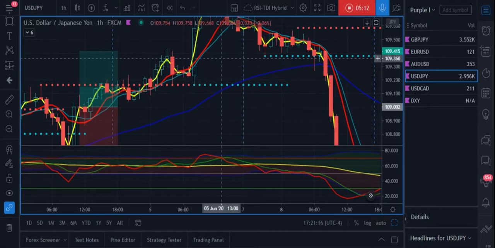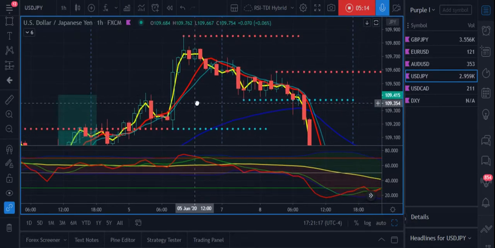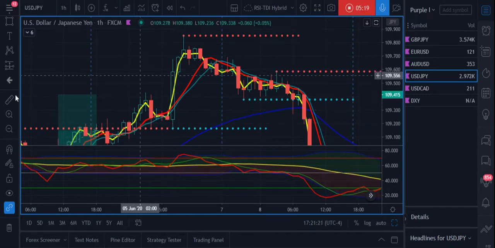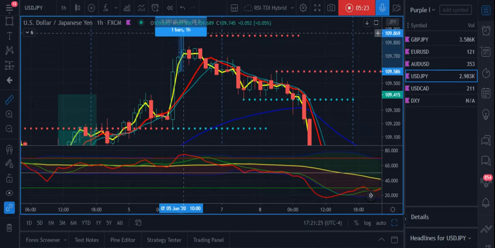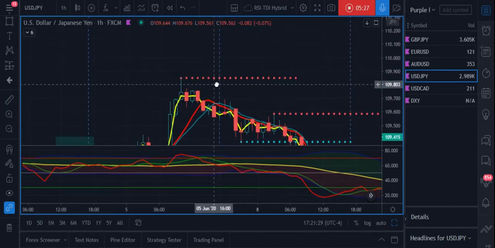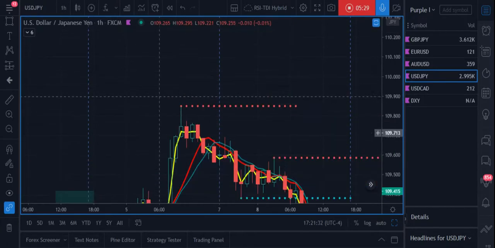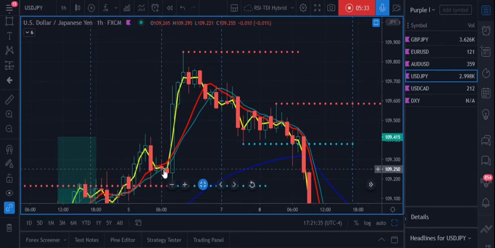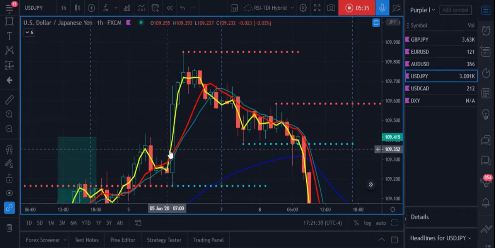Got another one. Got a big one here. See, that's a crossover here. Enter on this candle. It's like 27, 28 pips right here. Let me show you. Price crossed up right here. This is the crossover.